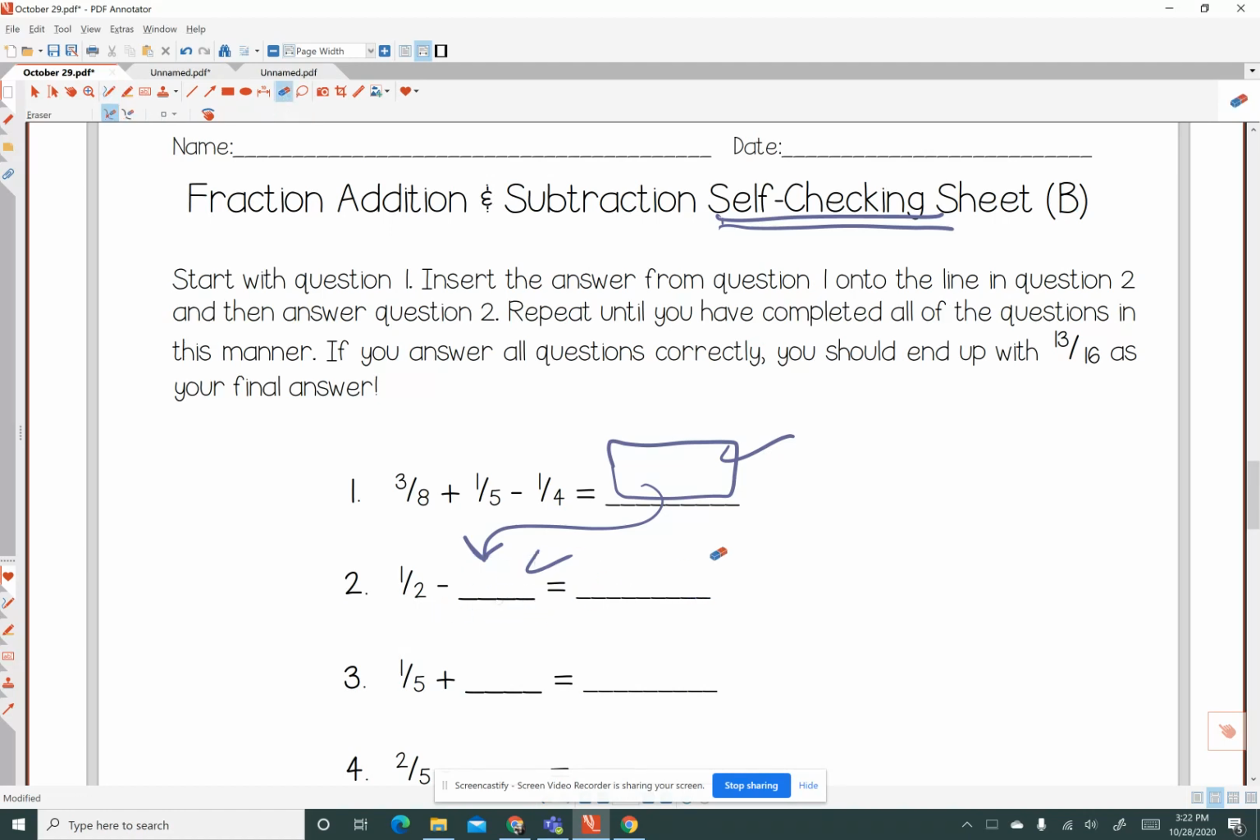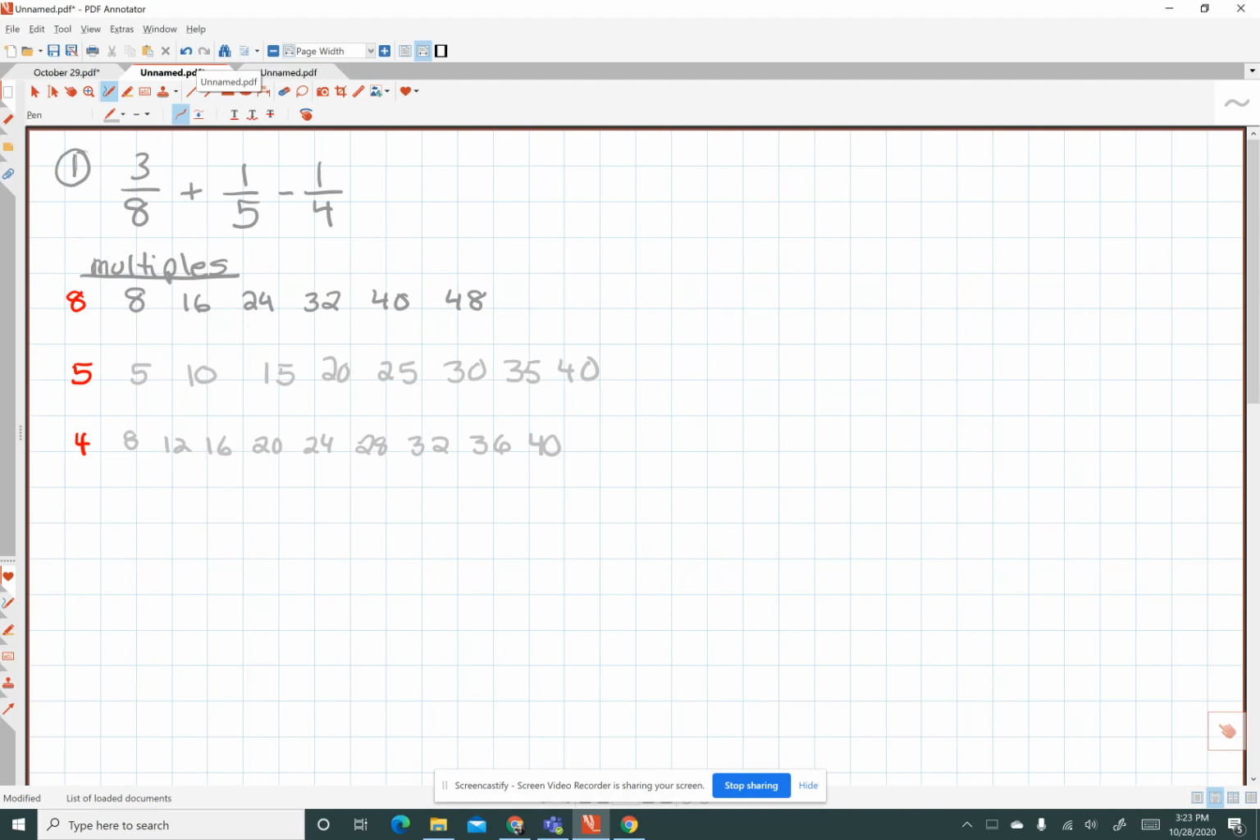So I'm going to erase that, get ready to do our problems. Let's choose a nice bright color to start. Now we have 3/8 plus 1/5 minus 1/4. I thought we'd need a little more room to do this problem. So the first thing we need to remember is that you can only do a couple things at a time, okay? So one thing you could do is you could do the 3/8 plus 1/5 and get that answer, and then you could subtract 1/4 and get a final answer.